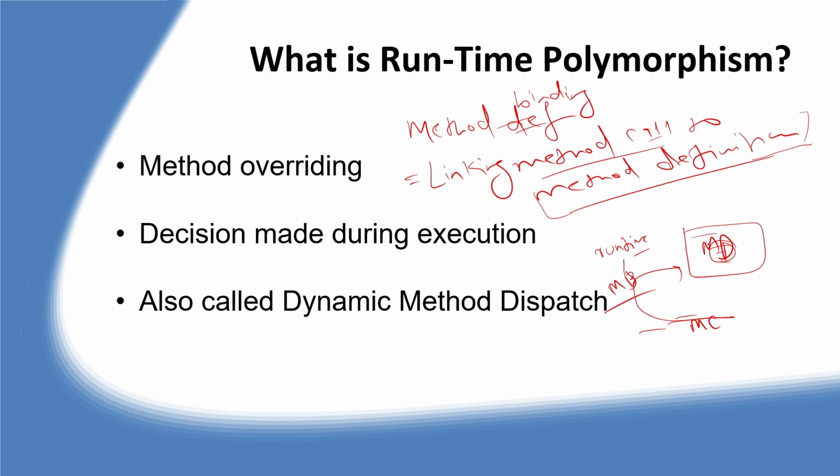So method binding means which method to execute. Based on the method call, it will decide during runtime which method will be called, which method definition. So that is method binding, and it is happening during runtime.